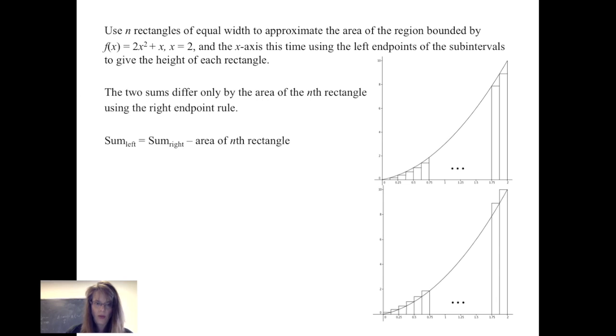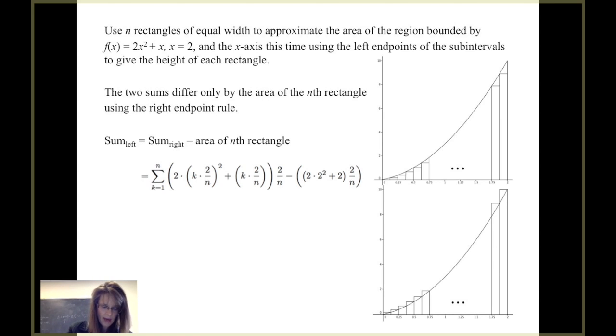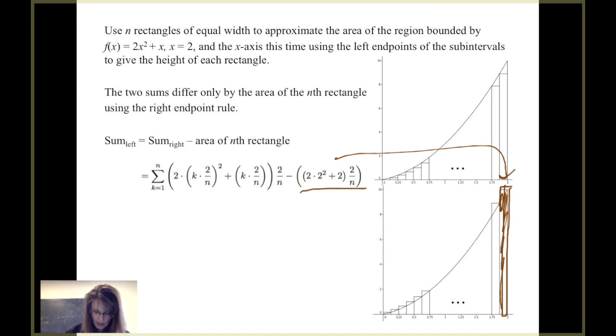So I can take all the work that I just completed, look at the sum using the right endpoints and subtract the area of the nth rectangle using the right endpoint, which I know that area was based on the height of that rectangle and the width of 2 over n, but the height was 2. So this gives the area of that last rectangle using the right endpoint.